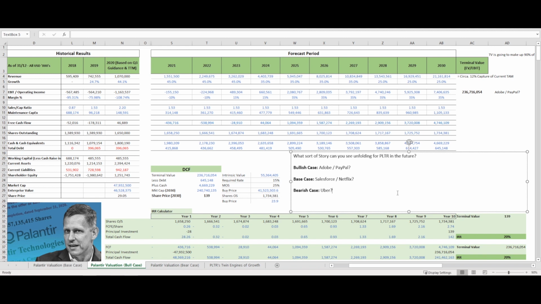So let me know in the comments what sort of case you see playing out for Palantir, and also what other companies you want me to look at. I'm going to be looking at a few other companies that are fairly similar to Palantir, but I'm also going to look at some more mature companies as well that we can try and value, that take a few less assumptions.